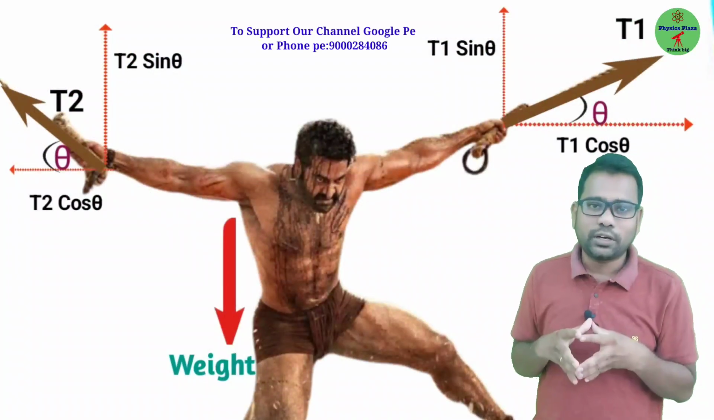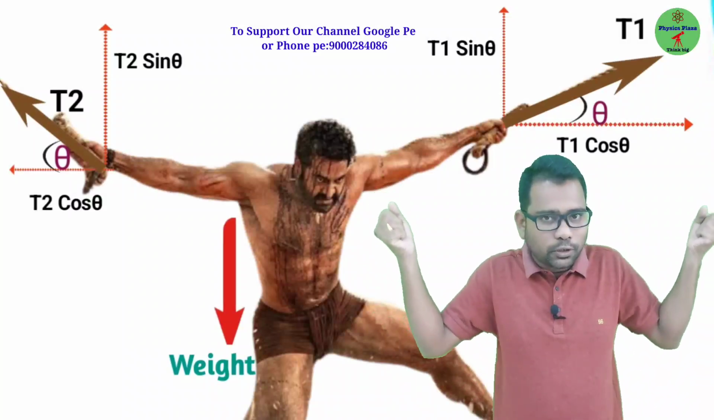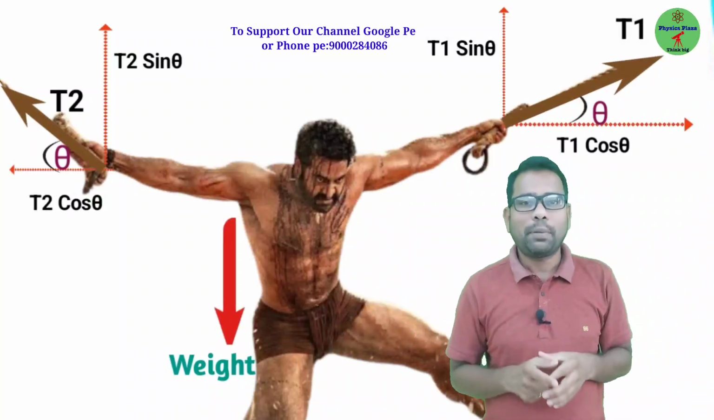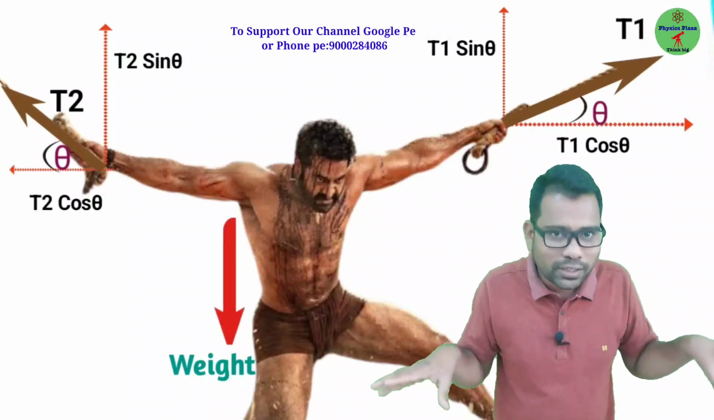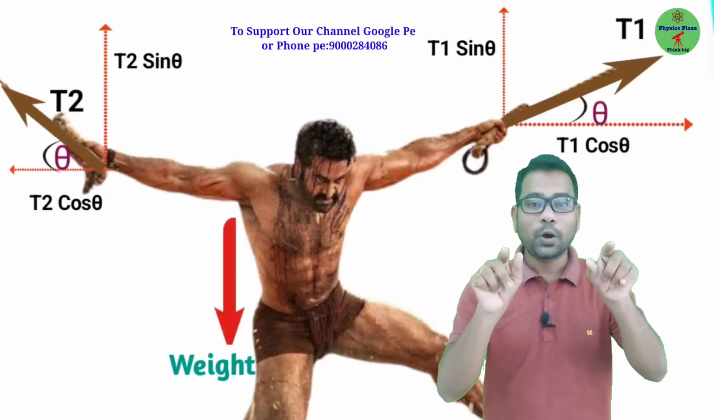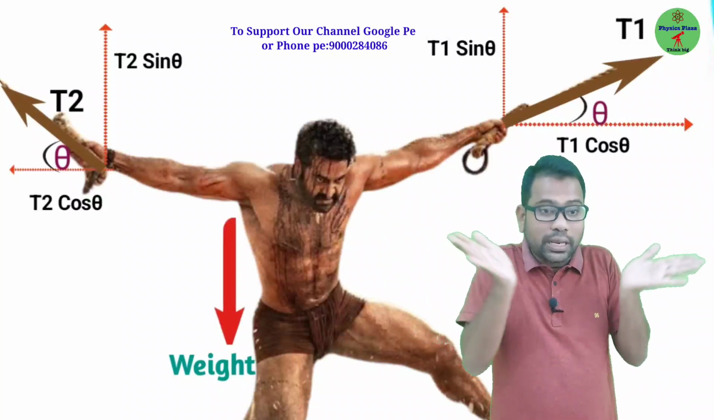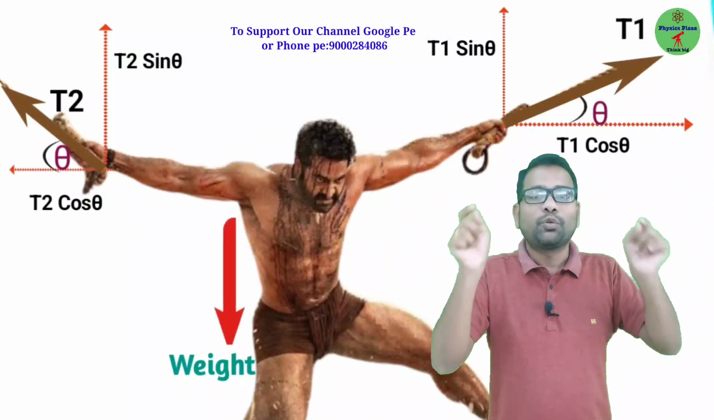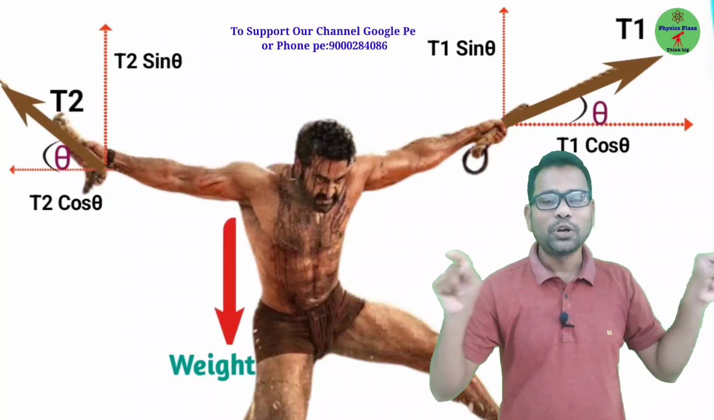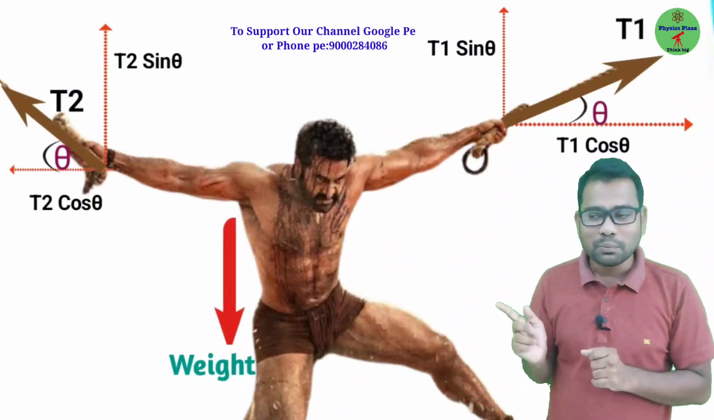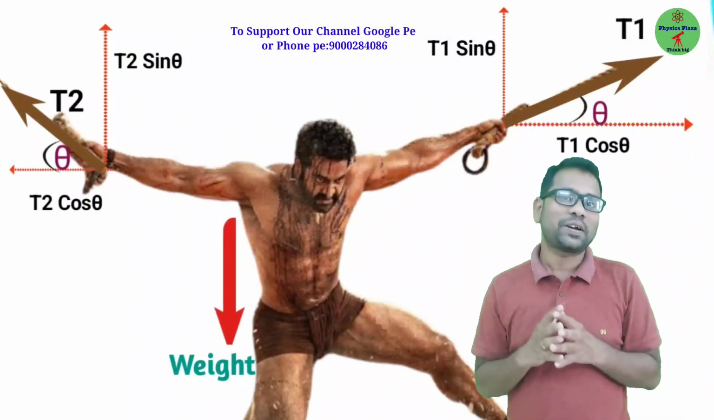During this fight, children, if you notice here, Junior NTR exerts force on the rope, right? But is he applying the force vertically or horizontally? No, neither horizontally nor vertically. He is applying the force at a certain angle, right? So whatever force is applied by Junior NTR can be resolved into two components. The horizontal component is cos theta, children. The vertical component will be sin theta.